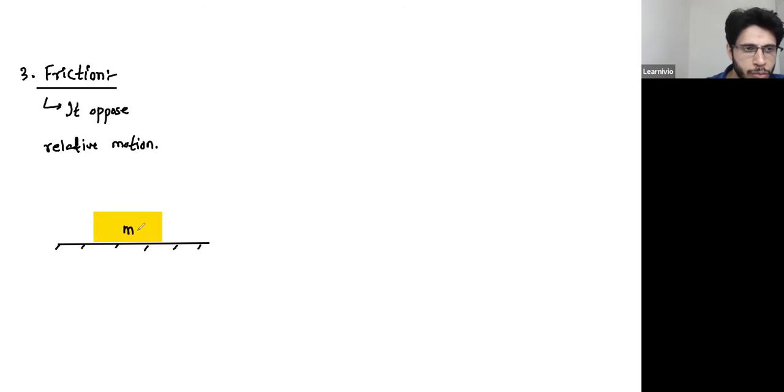If I try to move this body in this direction, and if this is a rough surface, then this rough surface will oppose the motion of this body. Friction always acts in a direction which is opposite to the motion of the body. This is the direction of friction. Friction always tries to oppose the relative motion.